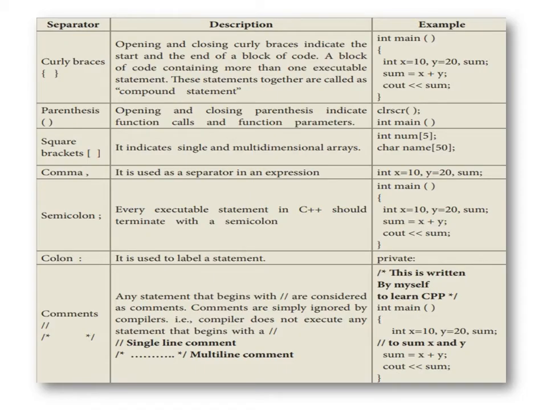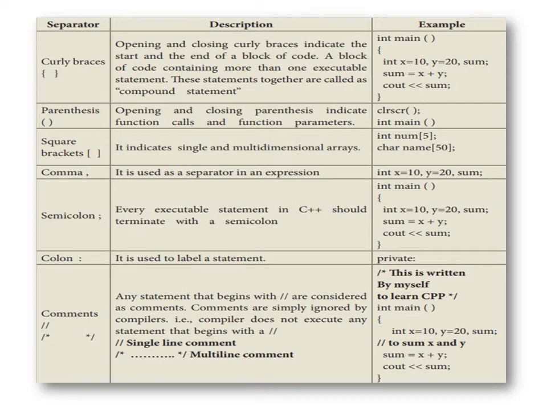Next, we are looking into some of the punctuators used. Example is curly braces. The opening and closing of curly braces indicate the start and end of a block of code. These are punctuators, that means delimiters, opening and closing. These are sometimes used if you want to type compound statements, that means more than one statement. Parentheses indicate the function calls and function parameters, which we will be learning in detail further.